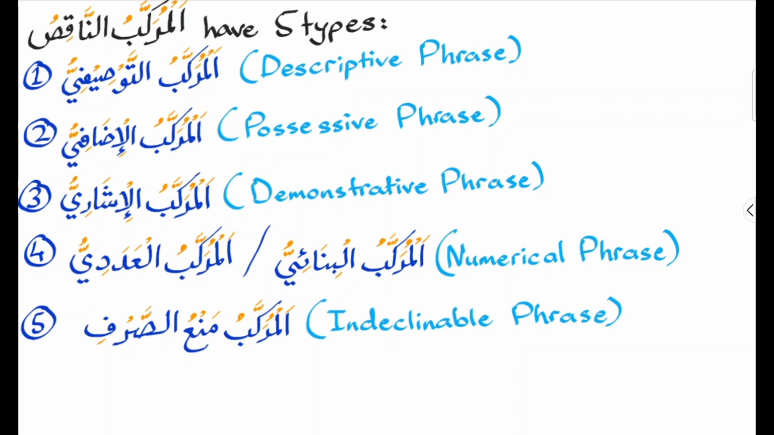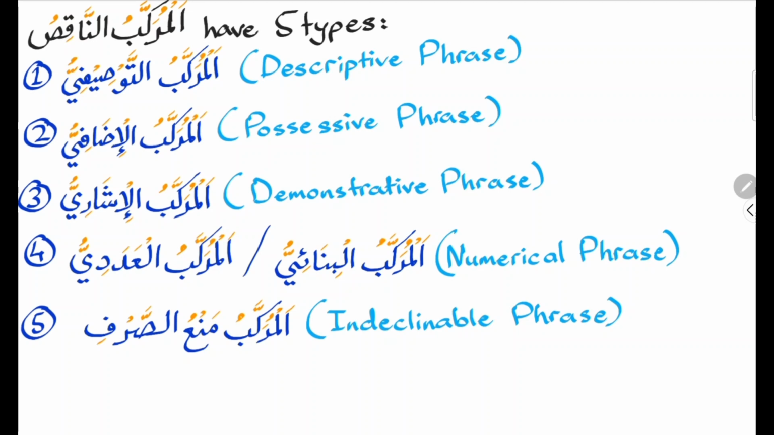Number 4 is al-murakkabul adadi, also known as al-murakkabul bina'i. This is a numerical phrase. Numerical phrase meaning it talks about numbers. For example, 18. So in Arabic, you don't have one single number for any word after 9 or any word after 10. In fact, you have the combination of 2 words. So those two words make up that numerical phrase, and we will talk about that later on.